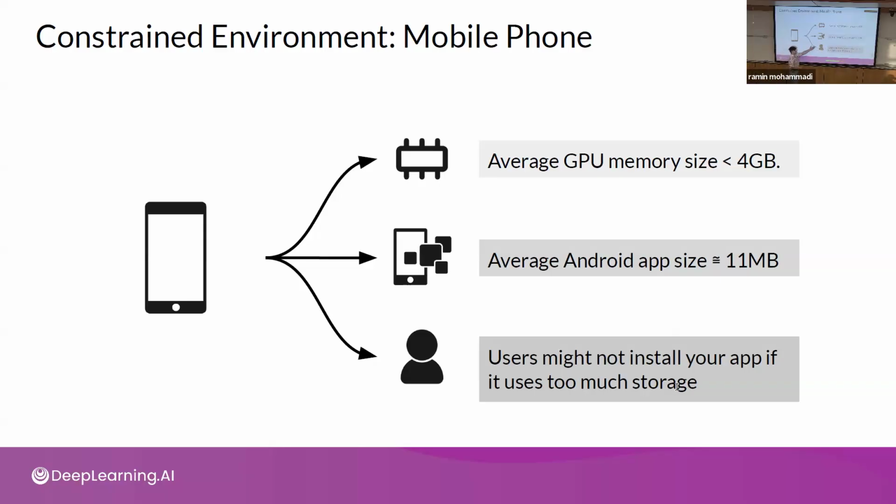The other thing is app size. Overall, again, it says here that on Android, the average app size is 11 megabytes. But anytime you want to download an app, for example on iTunes, it tells you what the size is.